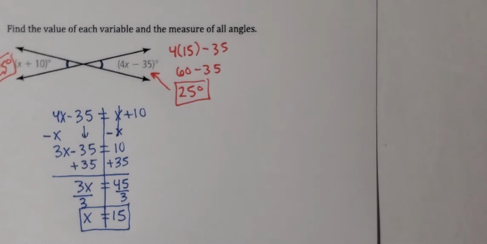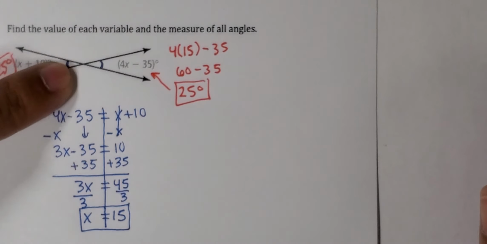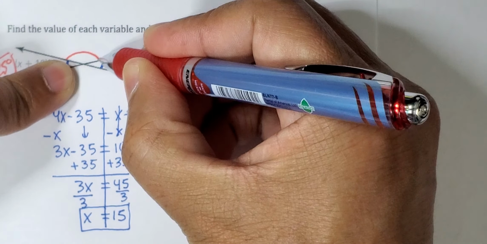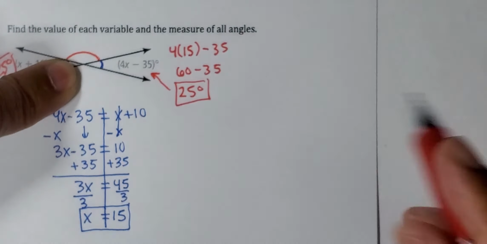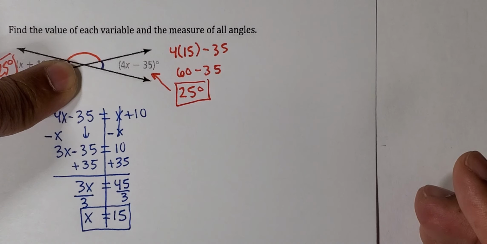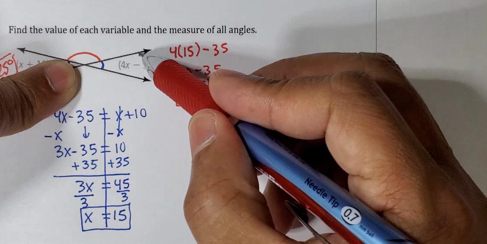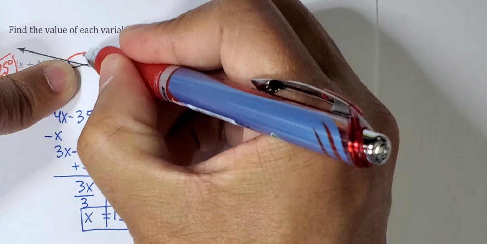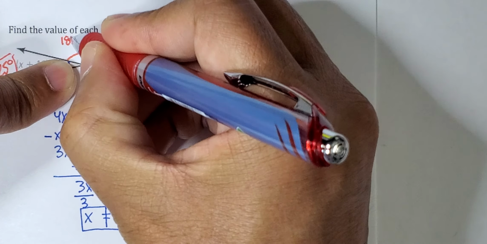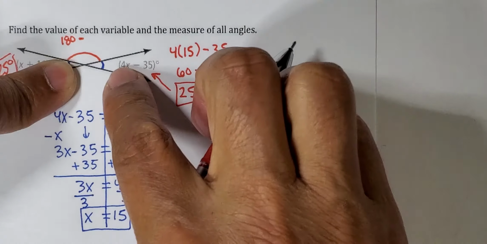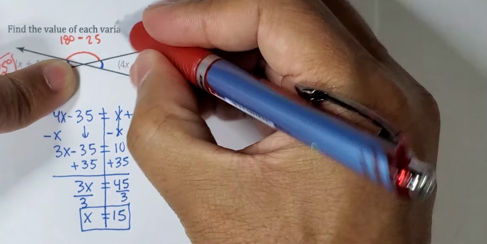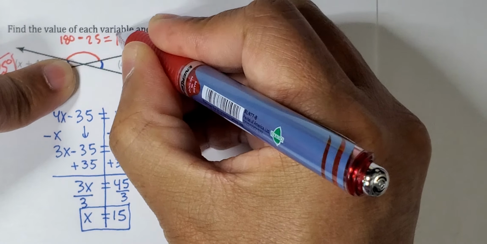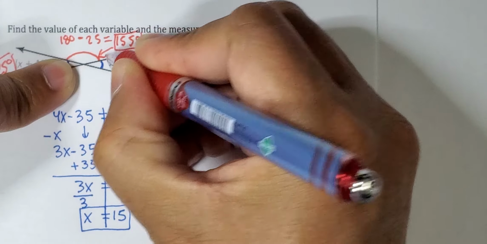Now, I'm going to use something that we learned the first couple of weeks. If I just look at this angle here, this big old angle, and this angle, they have to add up to how many degrees? Can you remember that? They form a linear pair, and linear pair angles are supplementary, which means they have to add up to 180. So if I want to find the measure of this angle, I just take 180 and subtract the measure of this angle, which is 25, and that gives me 155 degrees. So the measure of this angle is 155.